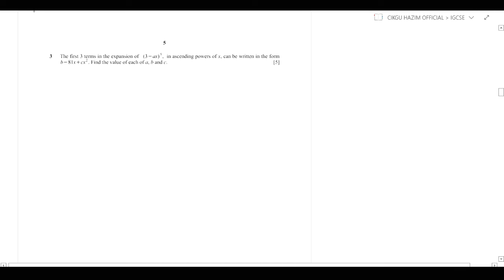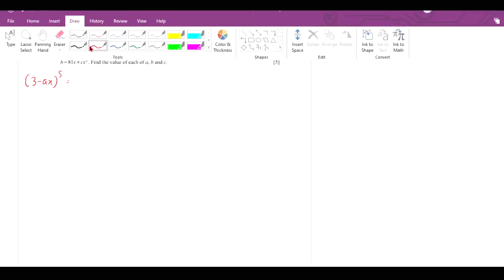Here we expand and we compare. Expand and compare. That's all, nothing much about it. So how do we expand these? We have 3 minus ax to the power of 5. The first thing I always do for the first three terms is just memorize how we expand this.